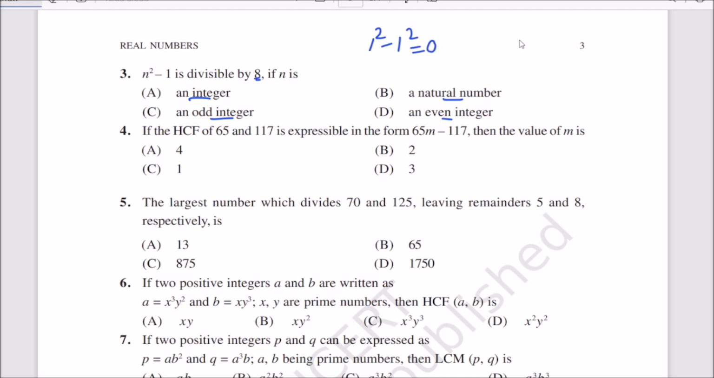But if I take 2 square minus 1, it will be 3. It is not divisible by 8. So natural number cannot be the answer. Now any integer cannot be the answer because 2 is not here.